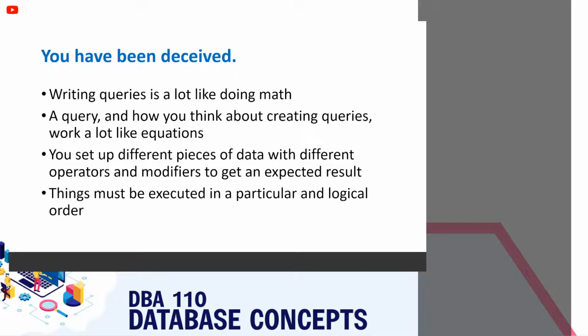We set up different pieces of data with different operators and modifiers to get an expected result. So things that we're working with have to be executed in a specific, particular, and logical order, right? We have to be doing things in a specific, standard order of operations. Things will be done the exact same way every single time. The only thing that will change is the logic behind how we build these structures in order to get the right data that we need.